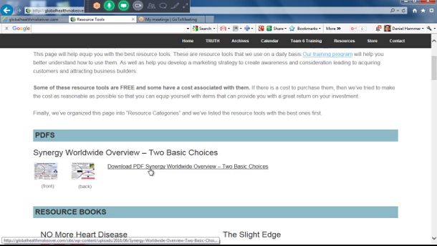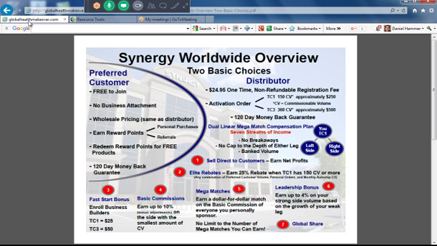I've already got this opened up, and basically this is a PDF that has a front and a back to it, and the front side is in relationship to 2 basic choices on how a person can be involved with Synergy Worldwide, either as a preferred customer or as a distributor. We're not going to take time to look at that section of the PDF. That's a time for another presentation.